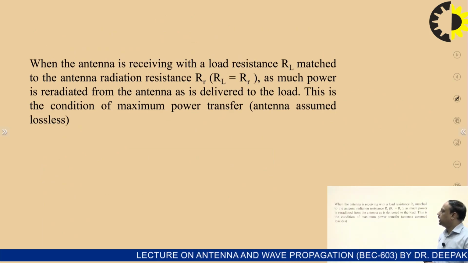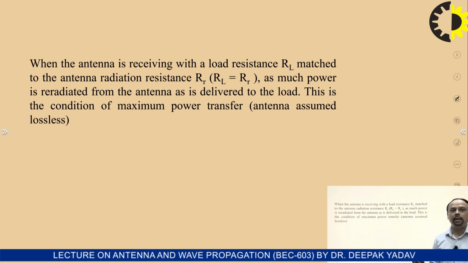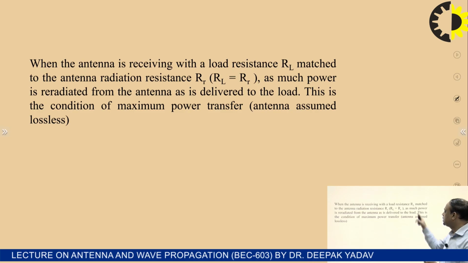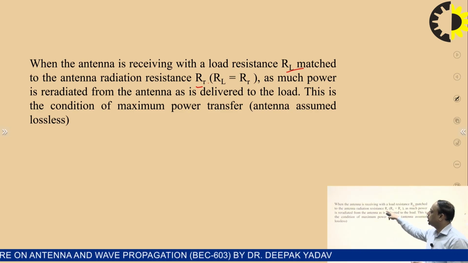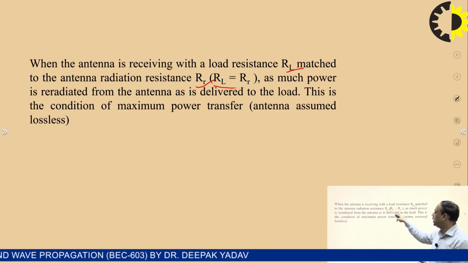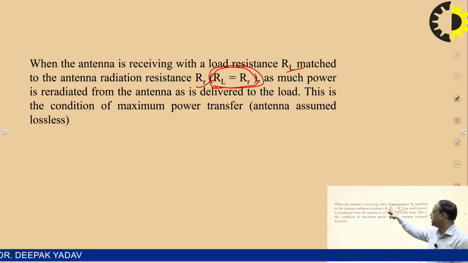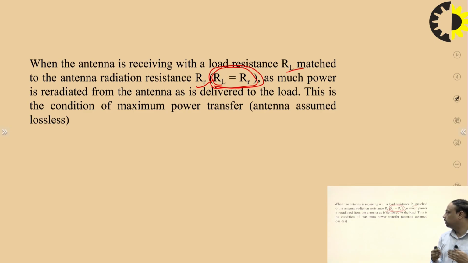Now, when the antenna is receiving, if the load resistance, that is the antenna internal resistance, is equivalent to the radiation resistance of the transmitting or receiving antenna, then RL matches the radiation resistance RR, and in this case the maximum power is transmitted because both impedance levels are matched. So in this case the maximum power is transmitted from the load to the transmitting antenna.